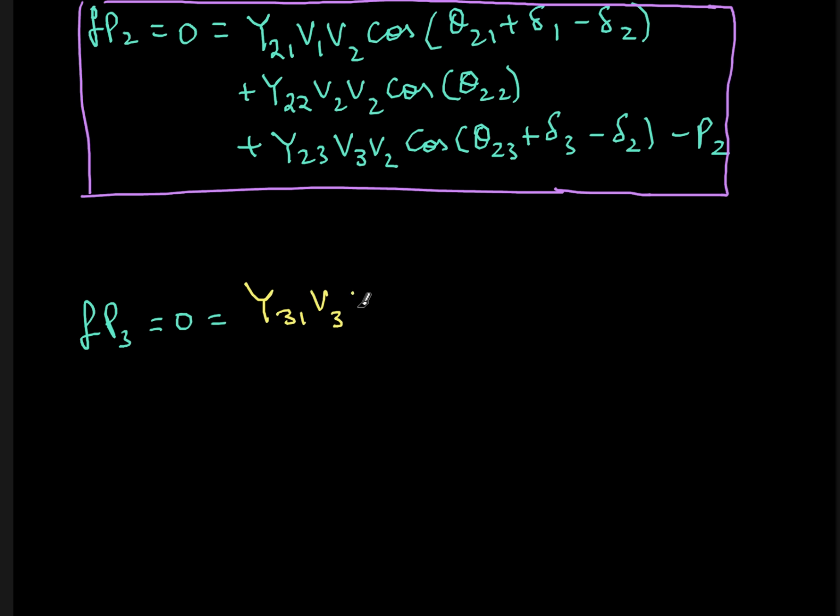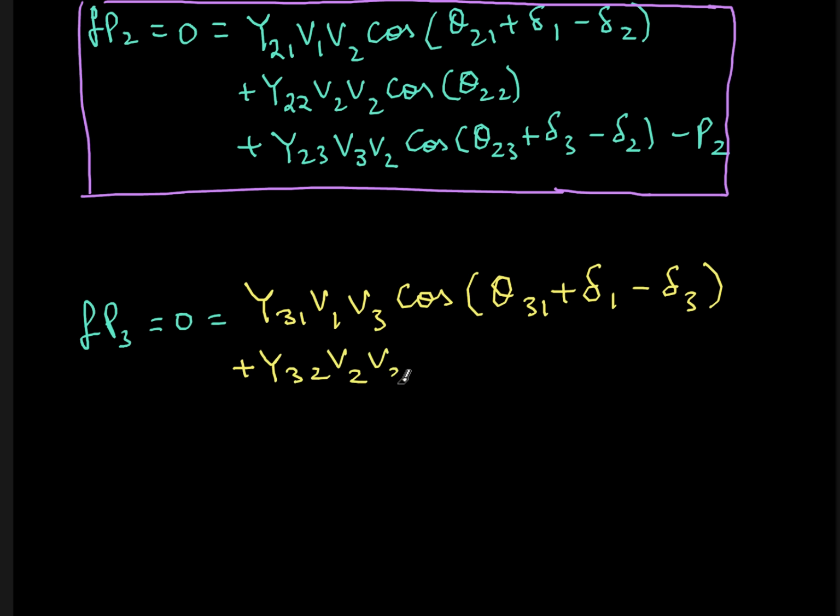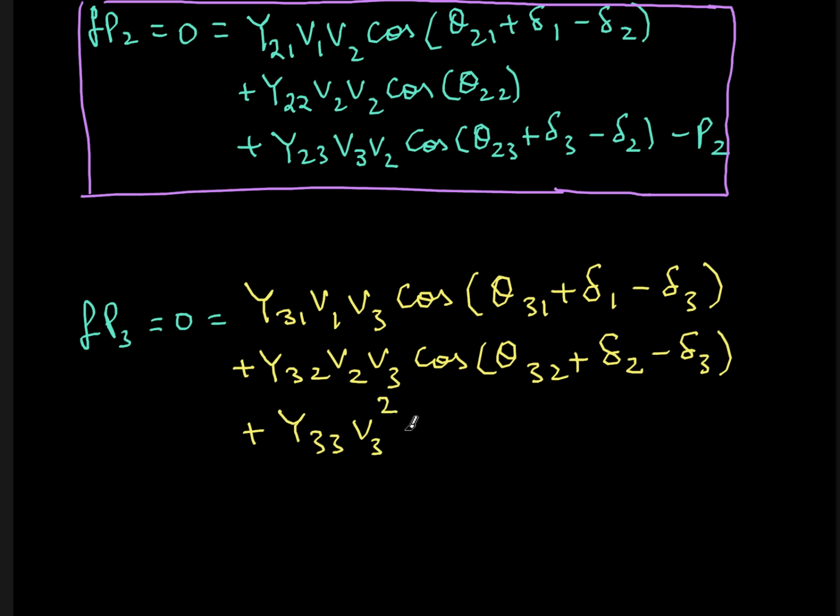Y31 V3 V1 V3. Then I have cos of theta 31 plus delta 1 minus delta 3. So this is the first term, plus y32 v2 v3 cos of theta 32 plus delta 2 minus delta 3. This is the second term. And the last term is y33 v3 v3, or v3 square, I can put it, and then cos of theta 33. So delta 3 minus delta 3 I'm just ignoring because it is 0. So this is also done.